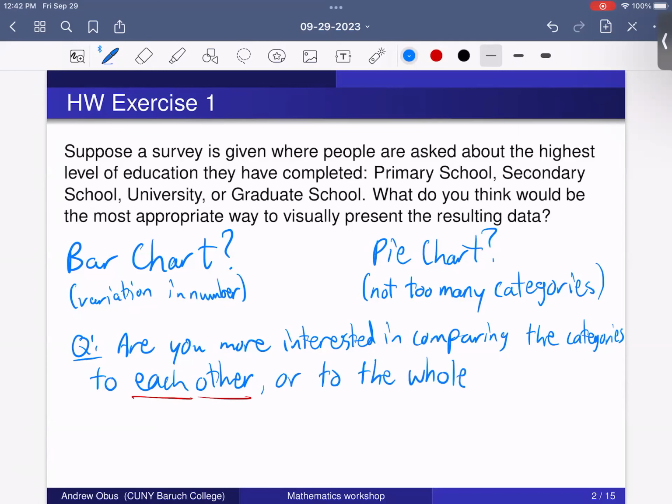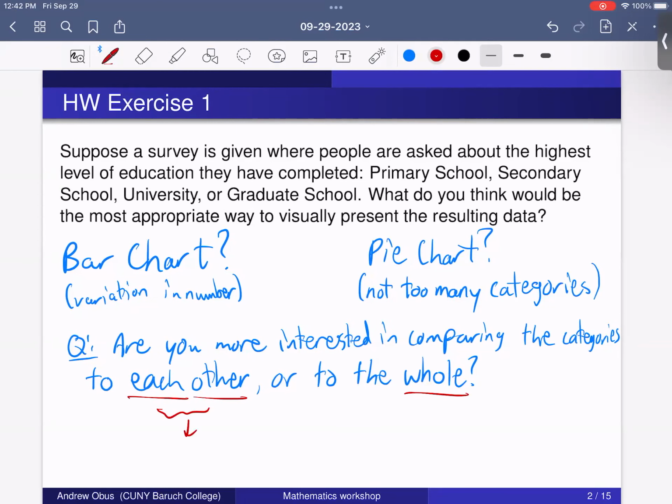If you're more interested in comparing the categories to each other, then usually a bar chart is a better idea. Because a bar chart lets you really see the heights of these different bars. And it's much easier to compare the heights of two bars than it is to compare the size of two wedges in a pie chart, right? If two wedges in a pie chart are close in size, then it's not always easy to see which is bigger or which is smaller. But in a bar chart, it's usually easier to see which bar is higher and which bar is lower.